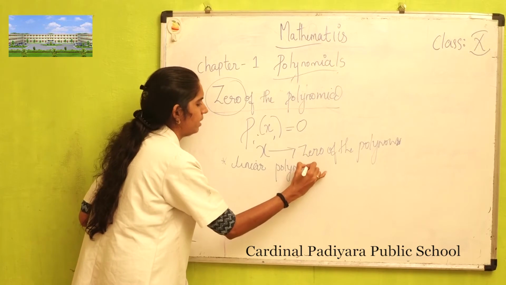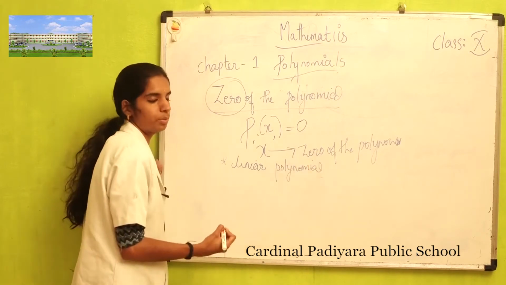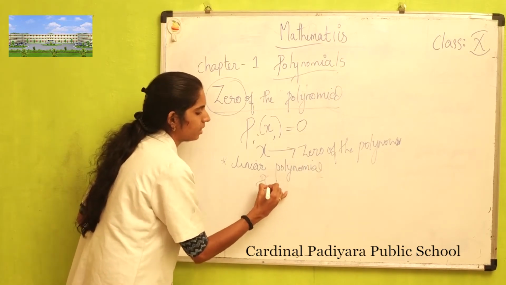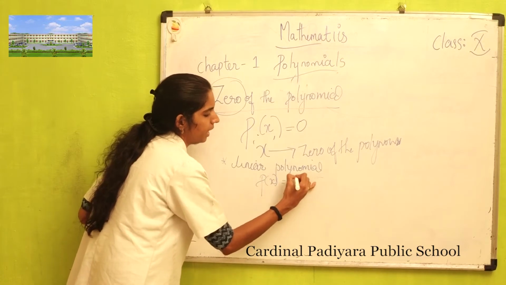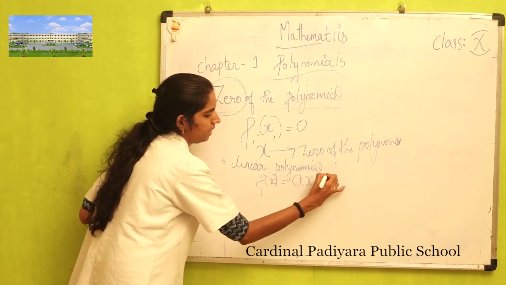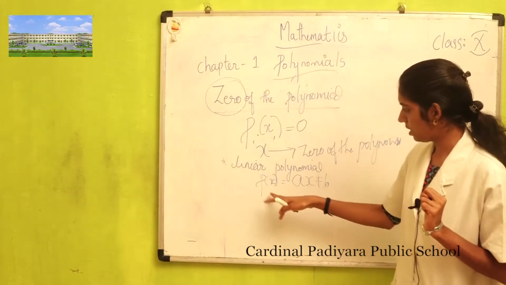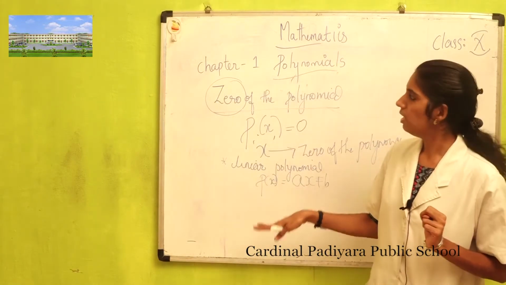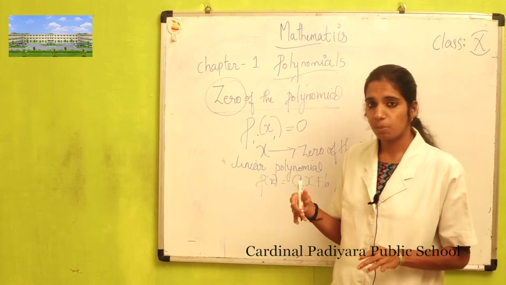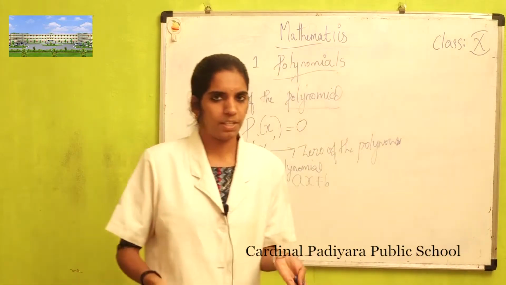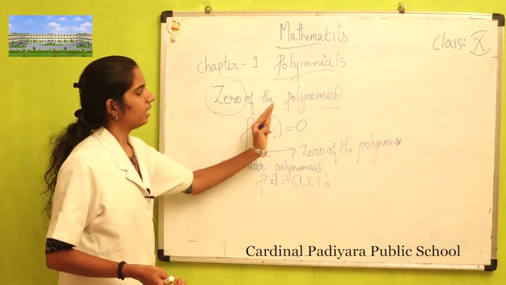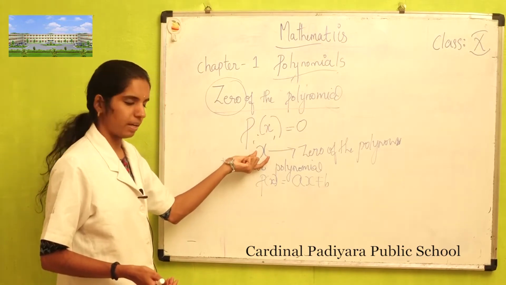So linear polynomial, what is the standard form of a linear polynomial? P of x equal to, what's the general form? Ax plus b. So this is the standard form of a linear polynomial. So how will you find the zero of this polynomial? How will you find the zeros of any polynomial? You should equate that equal to 0 and find the values of x.